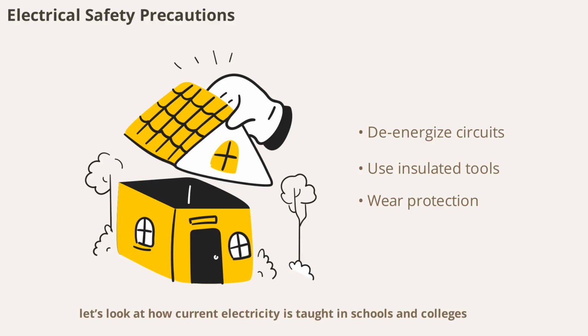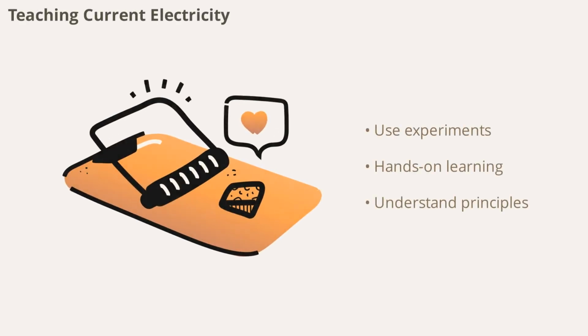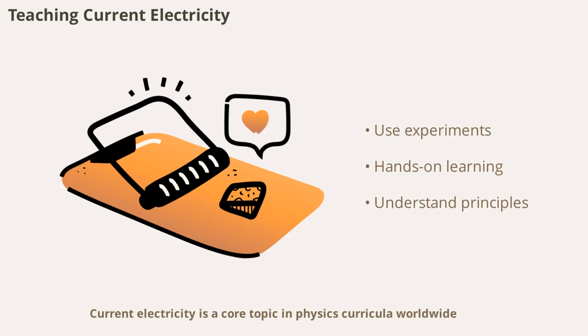Next, let's look at how current electricity is taught in schools and colleges. Current electricity is a core topic in physics curricula worldwide. Teachers use demonstrations, experiments, and simulations to help students visualize concepts like current flow, resistance, and circuit behavior. Hands-on activities, such as building simple circuits or using a meter bridge, reinforce theoretical knowledge. Effective teaching ensures that students not only memorize formulas, but also understand the underlying principles.